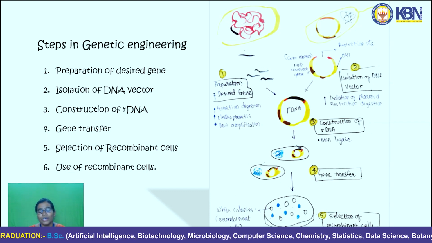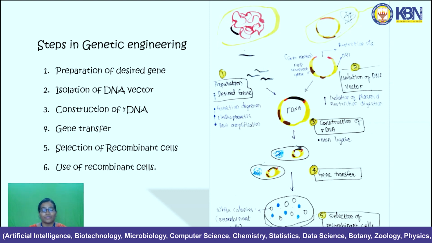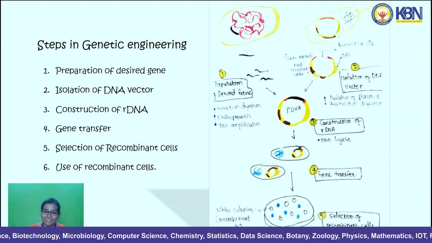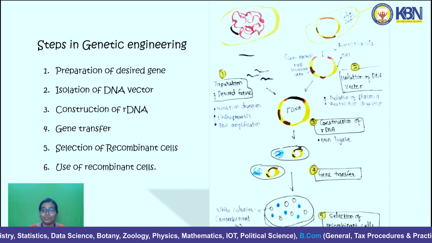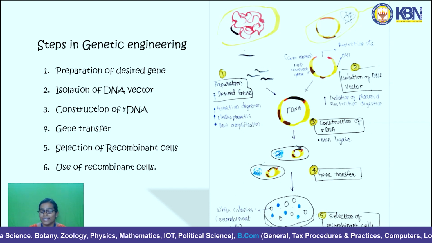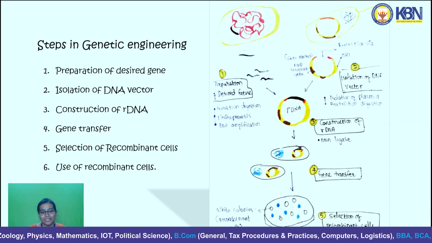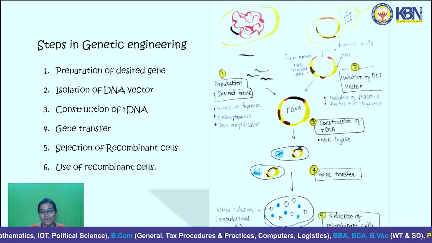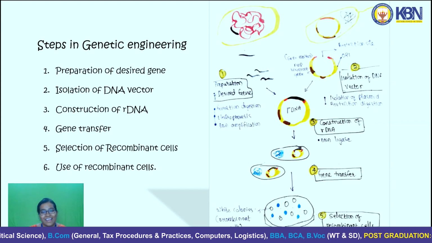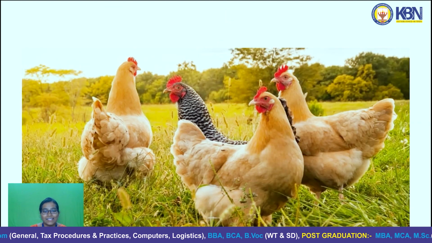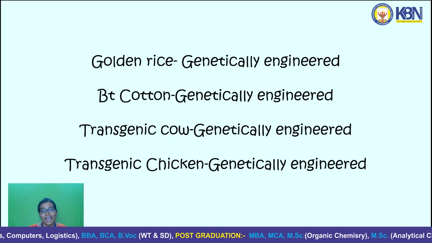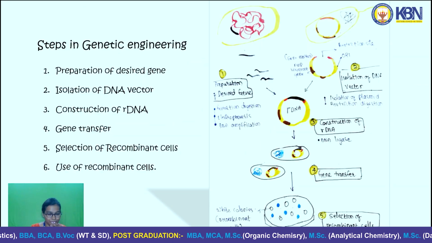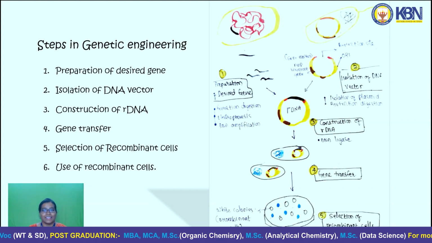We select only those cells which have recombinant DNA, and then finally we use all those cells to produce a desired protein or to create a plant or animal with the desired gene, transgenics. Do you know all these animals and plants are called transgenics? They have a special gene in them. Shall we go further?